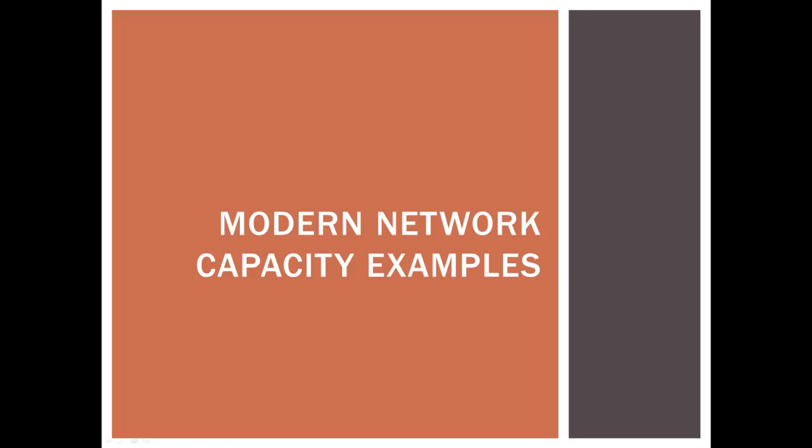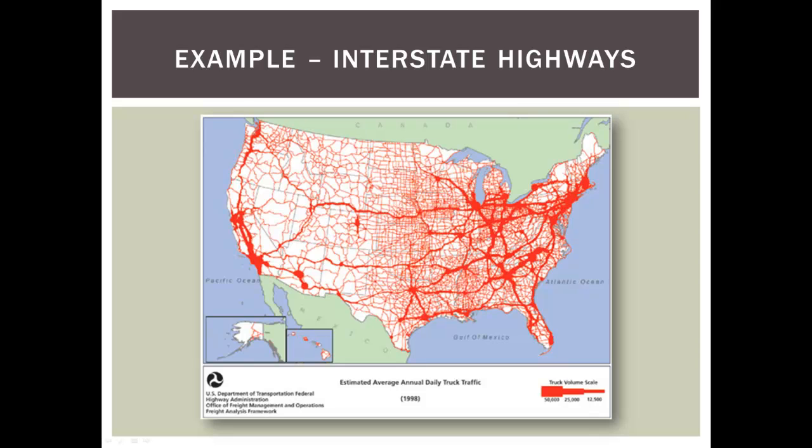Now, to put this in a more concrete form, I tried to think of a few real-world, current, modern examples of distribution capacity constraints that we have every day. And I came up with four, at least off the top of my head. Now, the first capacity maximized network I could think of is the U.S.